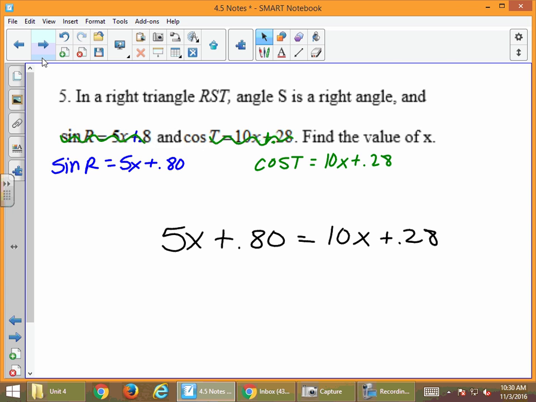Well, how would we solve this one? How do we solve this one? What's our first step? Basic, normal solve an equation. What would we do? What do we do? Multiply that.